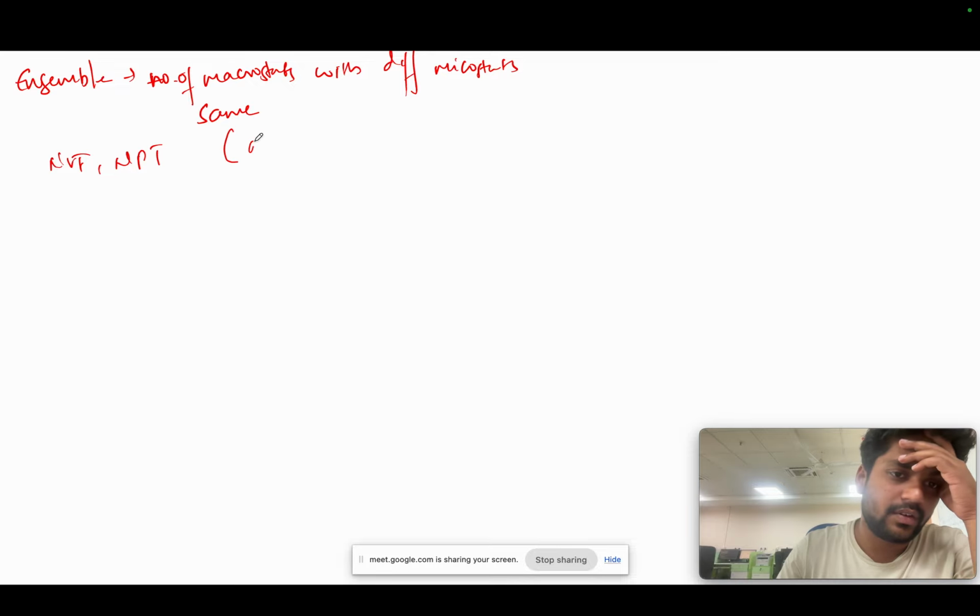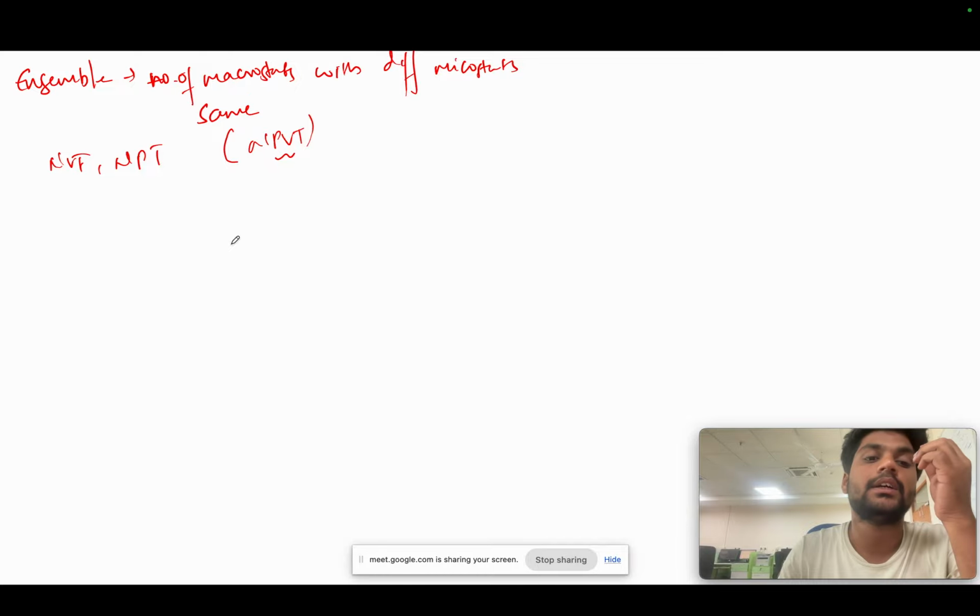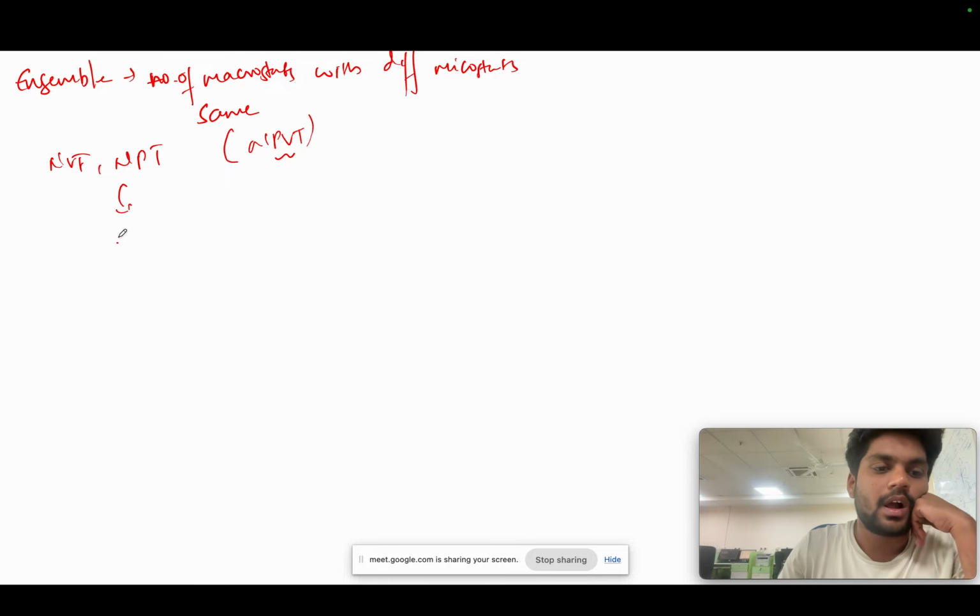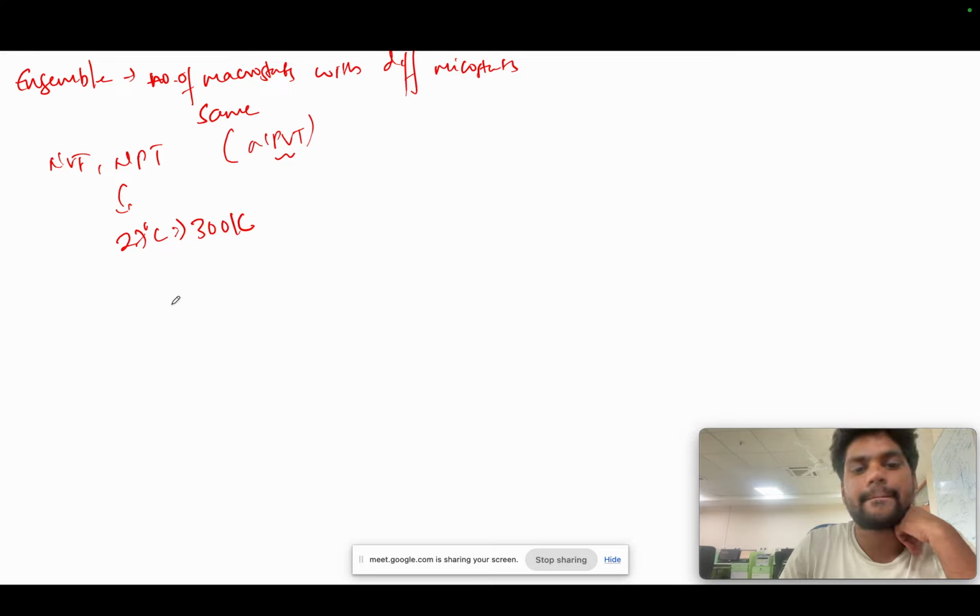You may ask, sir, why can't we use NPVT? Because we know that pressure and volume are both interlinked. So once you add the molecules, you keep it at a constant temperature of 300 Kelvin, which is room temperature of 27 degrees Celsius, with the number of molecules as 100 and pressure as 1 bar.